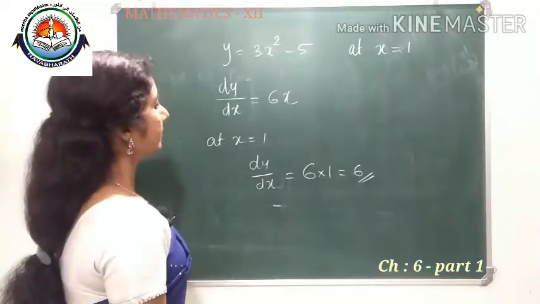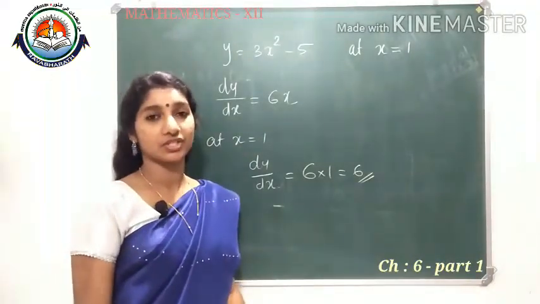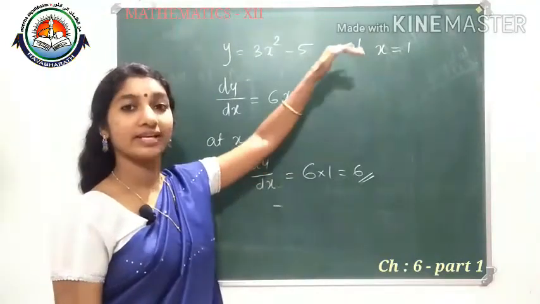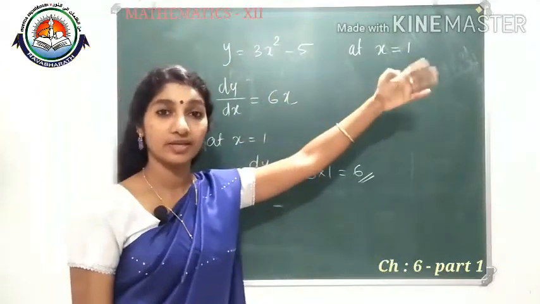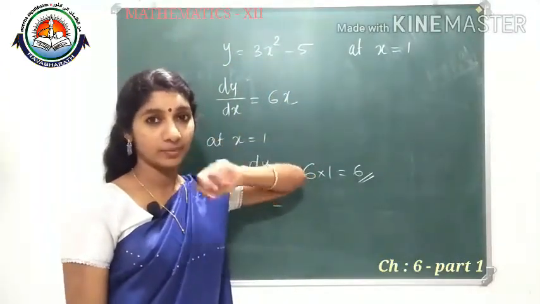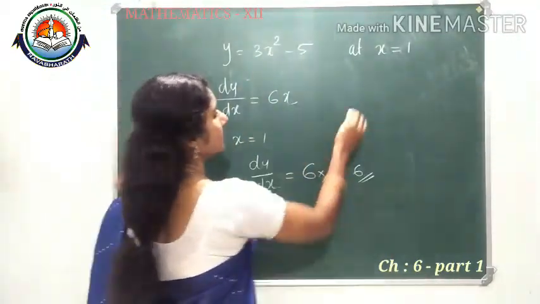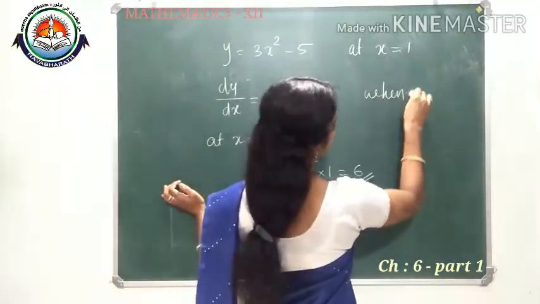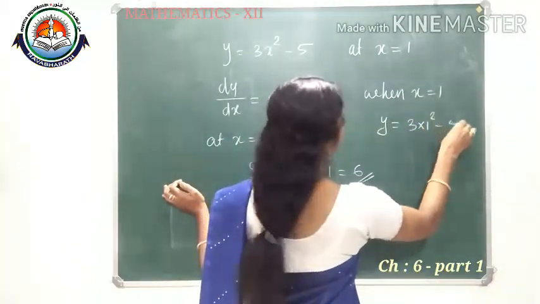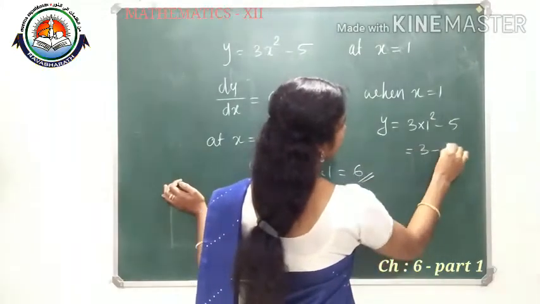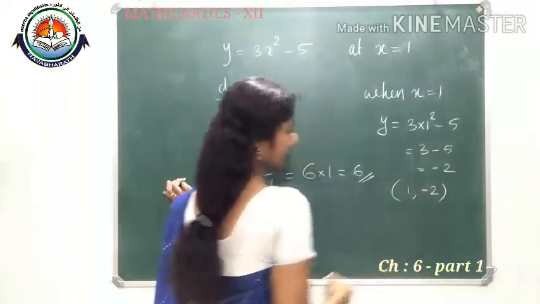Now, which is the point? At which point do we need the equation of the tangent? At x equal to 1. When x equal to 1, we need the y value also, because y minus y1 equal to m into x minus x1. So we need the (x1, y1) point, the passing point. To find that point, put x equal to 1 in this curve. So when x equal to 1, what will be the value of y? y equal to 3 into 1 square minus 5. So 3 minus 5 is equal to minus 2. So the point is (1, minus 2).